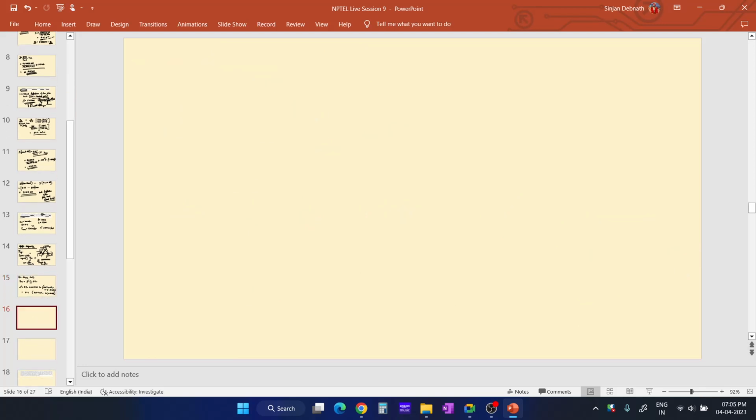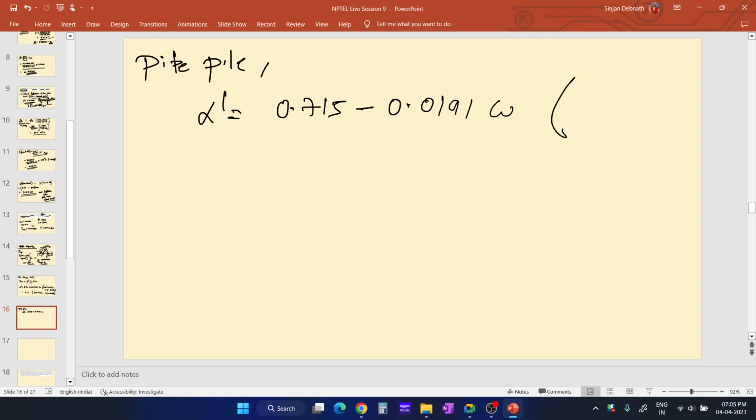And in case of pipe pile, that is hollow piles, alpha dash is equal to 0.715 minus 0.0191 CU. This equation is used when the undrained cohesion of the soil in which the pipe pile is installed is less than or equal to 27 kPa. Another equation is alpha dash equal to 0.2, used when CU is greater than 27 kPa.